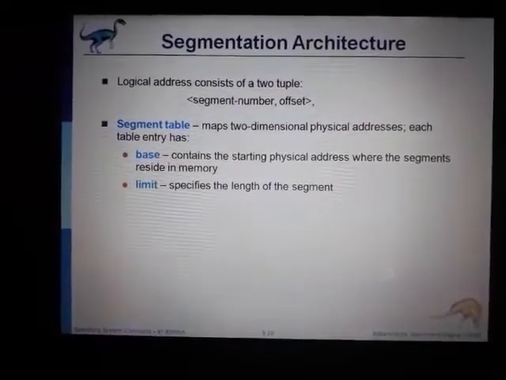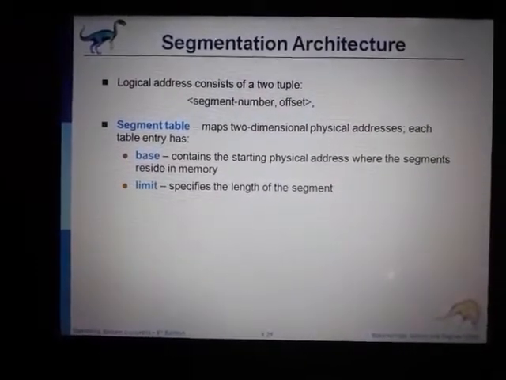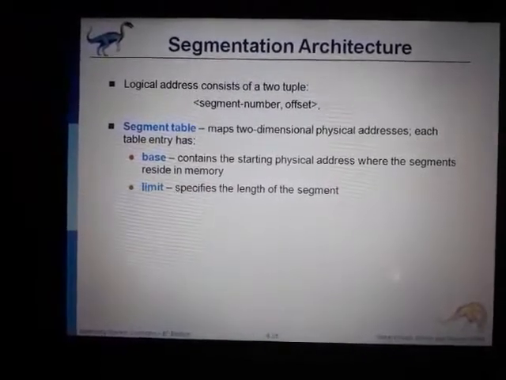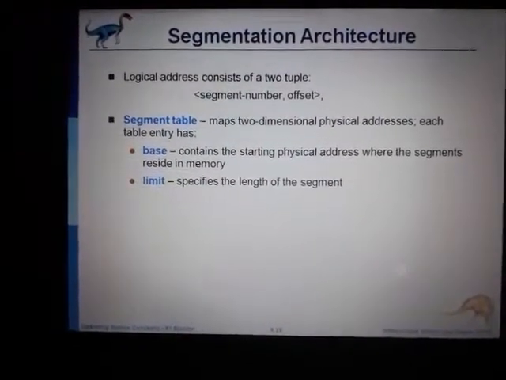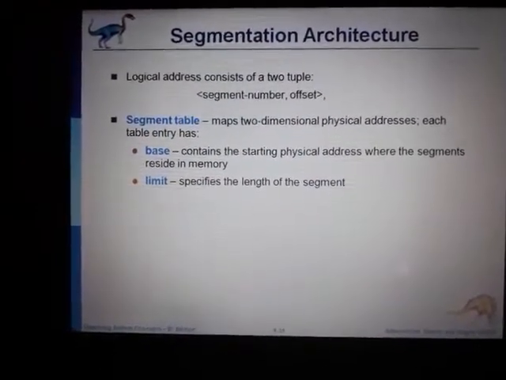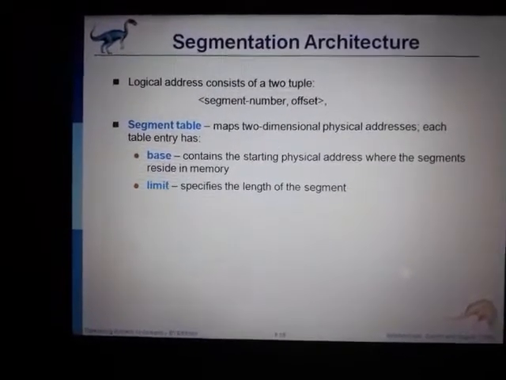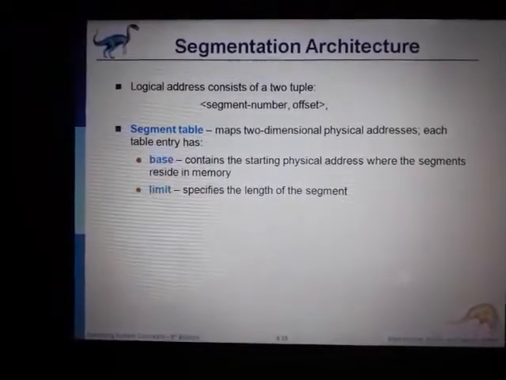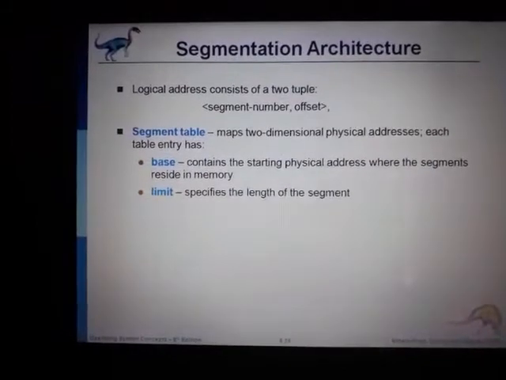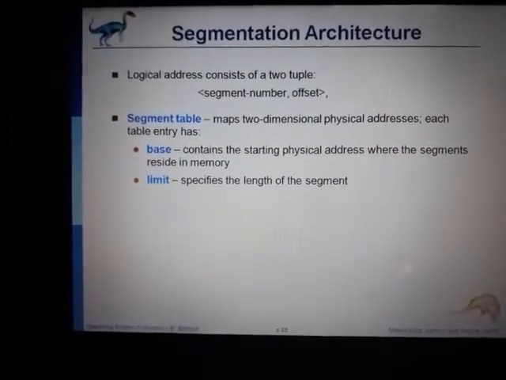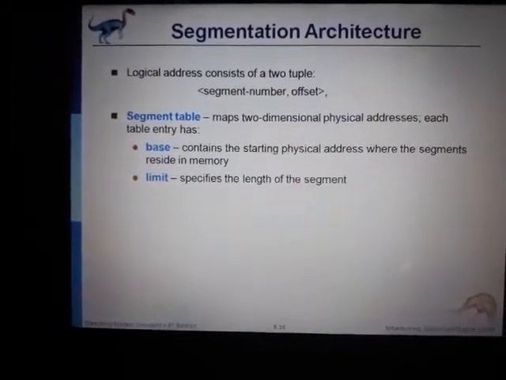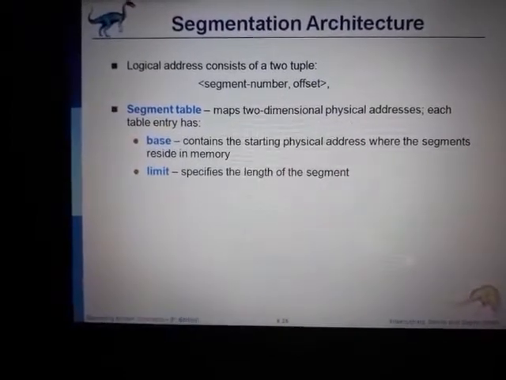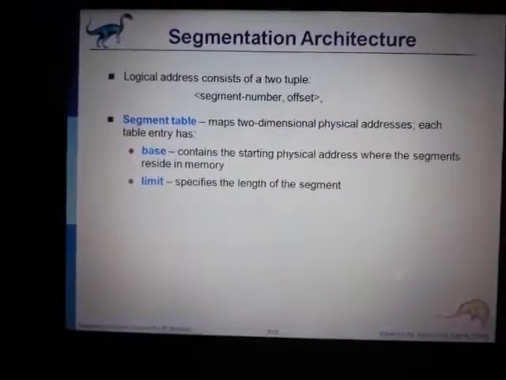The segment table is similar to a page table, which you have already studied in paging. But here the segment table has two different components, base and limit. What is a base? Base contains the starting physical address where the segment resides in the memory. Limit specifies the length of the segment.